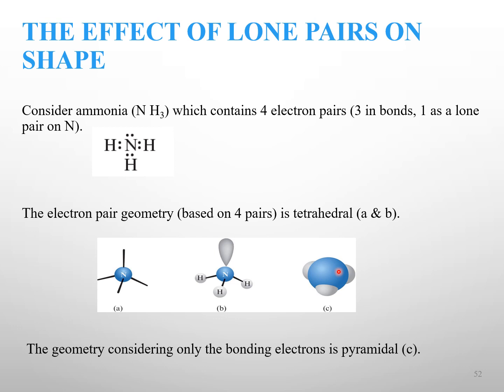Okay, so in this case we have 2 different geometry names. The electron geometry, based on 4 electron pairs, or electron groups, is called tetrahedral. But because one of them is a lone pair, the geometry considering only the bonding electrons on the molecule with atoms is called trigonal pyramidal. Let me add the trigonal on the top.